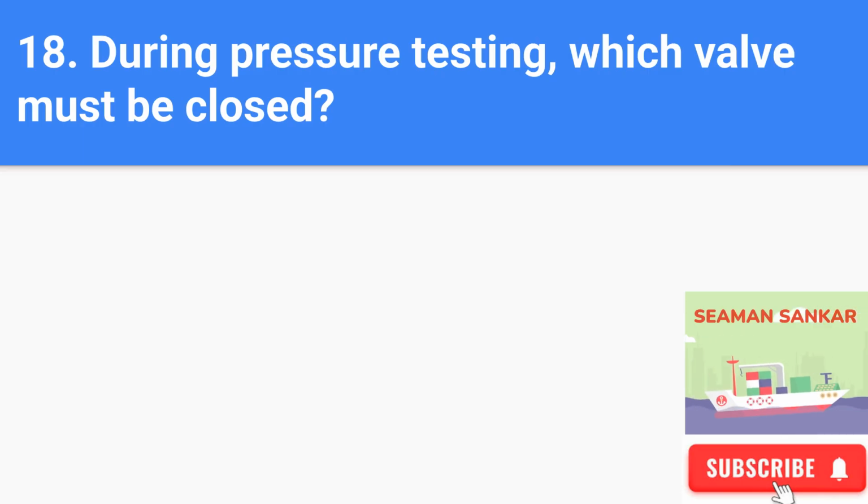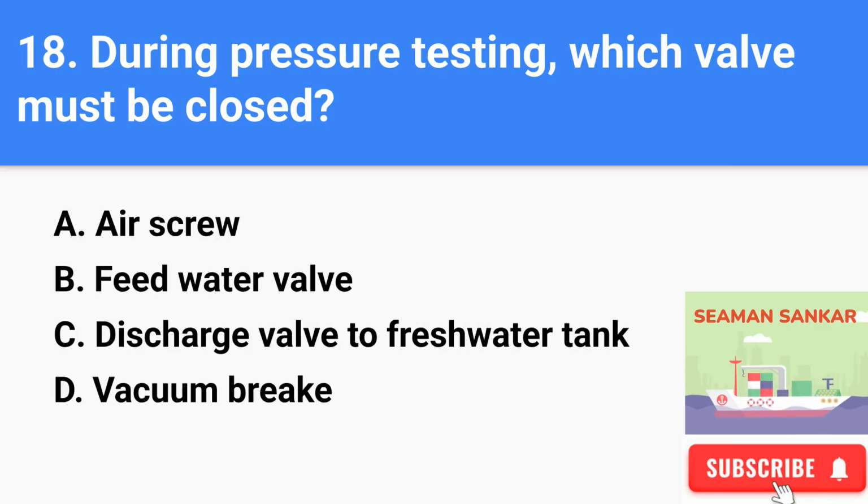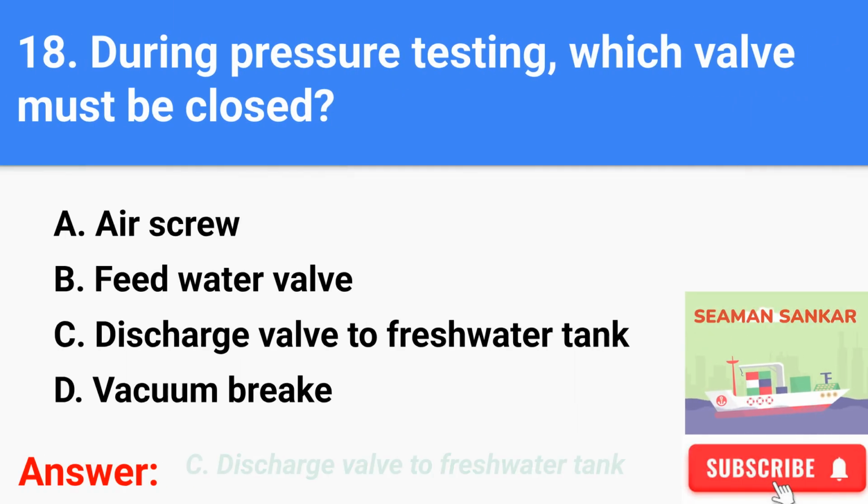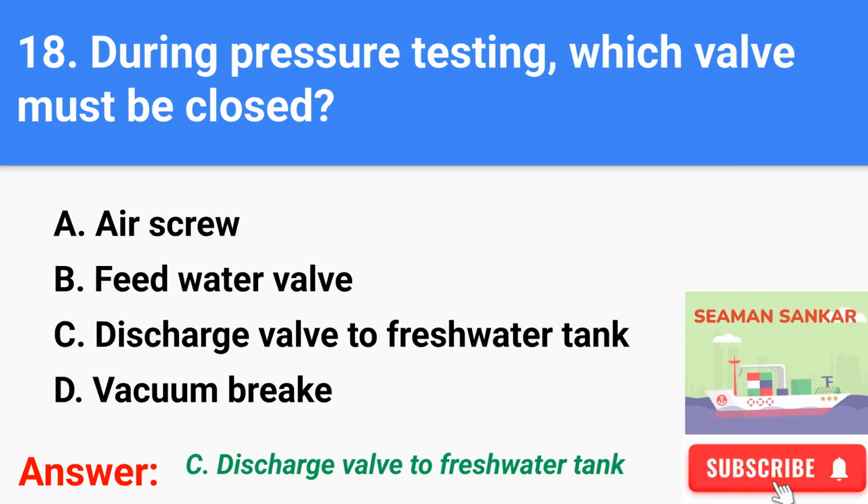Question 18. During pressure testing, which valve must be closed? A. Air screw. B. Feed water valve. C. Discharge valve to freshwater tank. Or D. Vacuum breaker. The correct answer is C. Discharge valve to freshwater tank. Closing this valve prevents the test pressure or any contaminants from reaching and damaging the freshwater storage system.